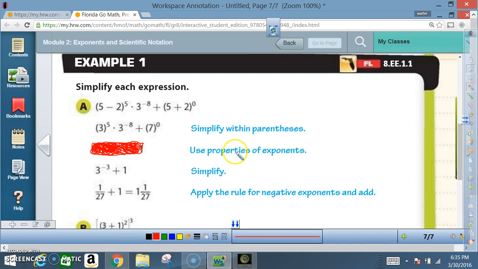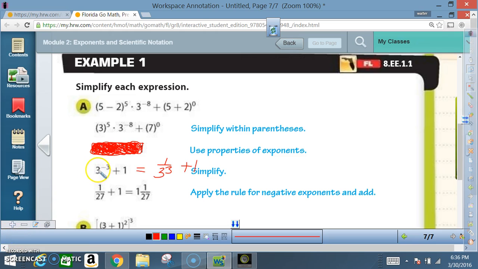Now we're going to use our properties of exponents. 3 to the 5th times 3 to the negative 8. We're going to add because our bases are the same. So 5 plus a negative 8 is a negative 3. So we end up with 3 to the negative 3. 7 to the 0 power is equal to 1. Don't forget, anything to the 0 power is always 1.